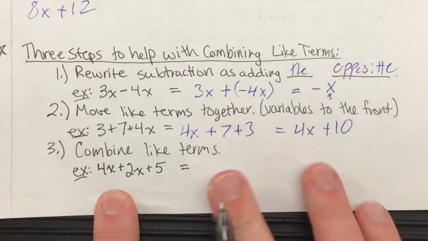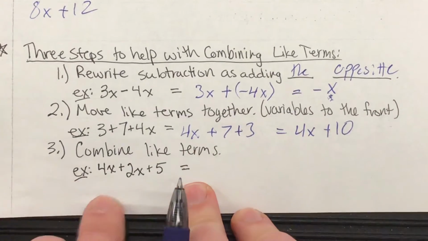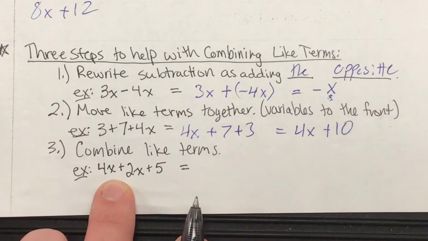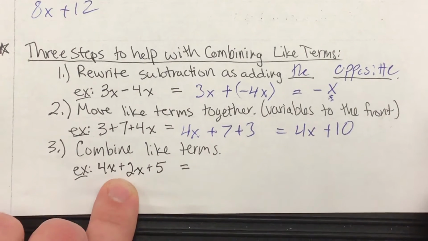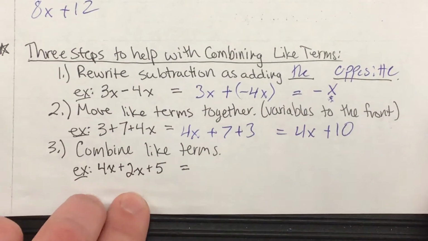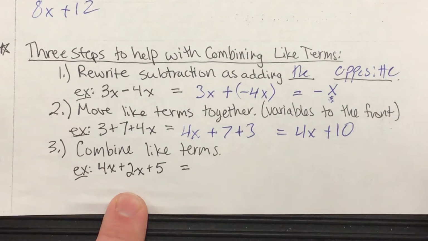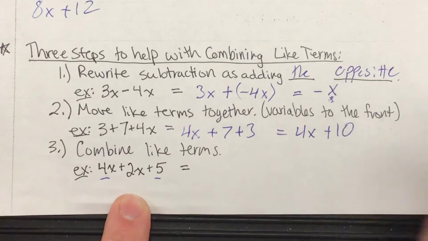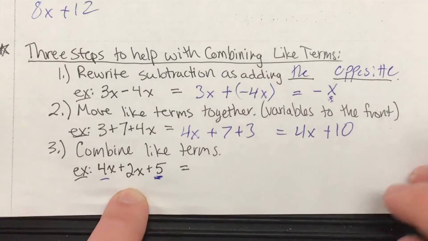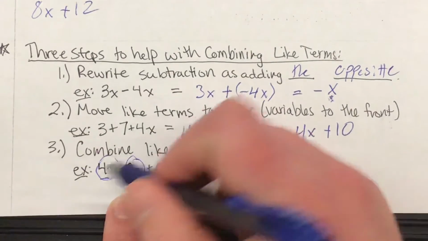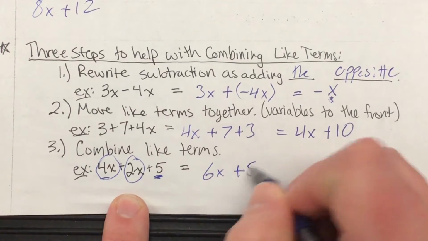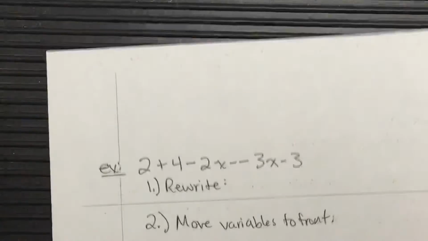All right, and then our last one, we just combine our like terms, which we've been doing the whole way. So what's our like terms here, Landon? 4 and 5. Okay, this has an x, and that's a number. We can't combine those. 5 is our only number term. So 4x and 2x, right? They both have an x. So then how do we rewrite this one if we combine those? 6x plus 5. 6x plus 5 is correct.